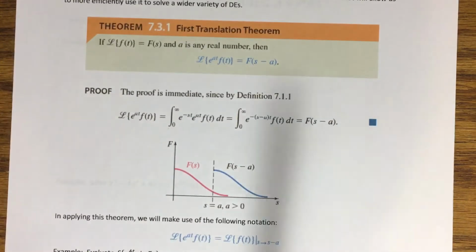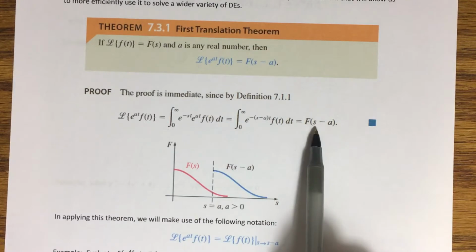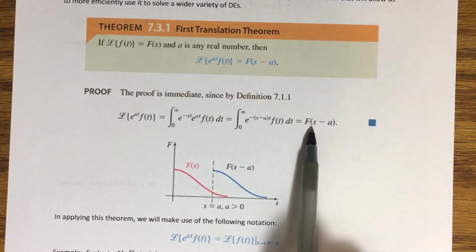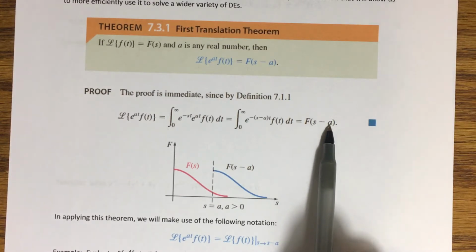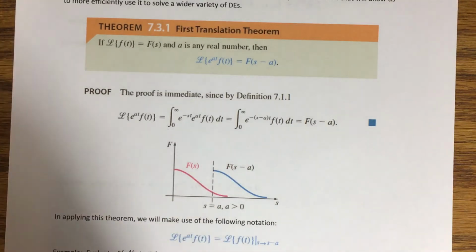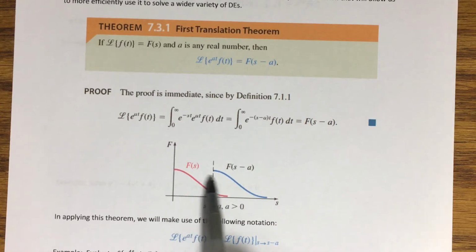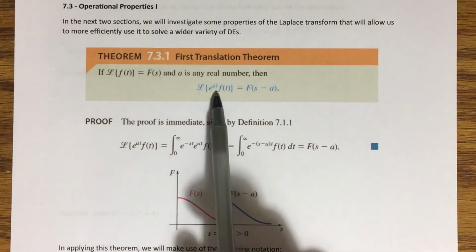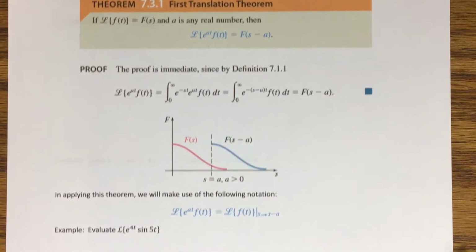Okay? So essentially, if you have a function capital F of s like this and you substitute s minus a in there, what this does is translate the function capital F by a units, to the right if a is positive, and to the left if a is negative. And that's what we're seeing right here. If this is capital F of s, then capital F of s minus a is going to take that exact same curve and translate it a units to the right in the case where a is positive. That's the effect of multiplying f of t by this exponential e to the at and then taking its Laplace transform. It translates that Laplace transform by a units.